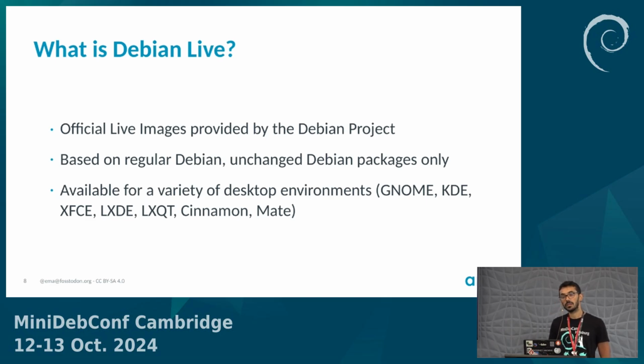And they are also made of only unchanged Debian packages. So there is no random stuff that someone built and put into the image. It's only packages in the Debian archive that make the live system. And yeah, so you get all the guarantees of using Debian packages in terms of software freedom, in terms of quality and all that. There are different ISOs for all possible desktop environments. Well, I shouldn't say that, of course, but yeah, most desktop environments.